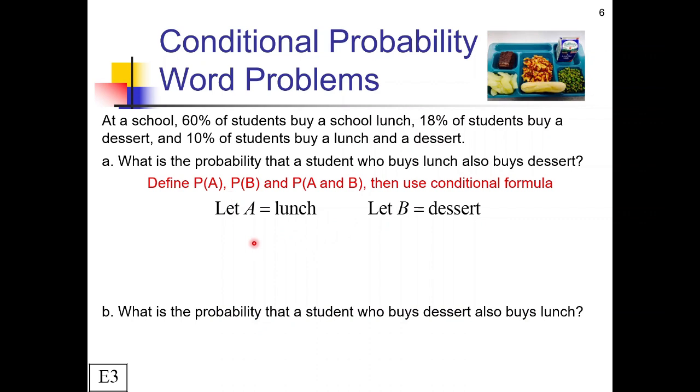All right, so defining things, if A is the buying of lunch, P of A is going to be 0.6, 60%. P of B, the dessert one, is going to be the 0.18 right here. And then P of A and B, which we're going to need for our formula, is going to be this 10%, so 0.1. And we're asking for buying dessert given that we bought lunch.